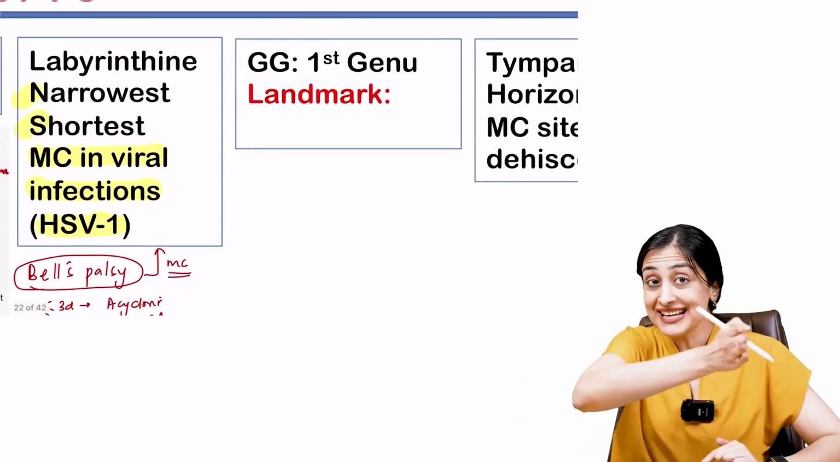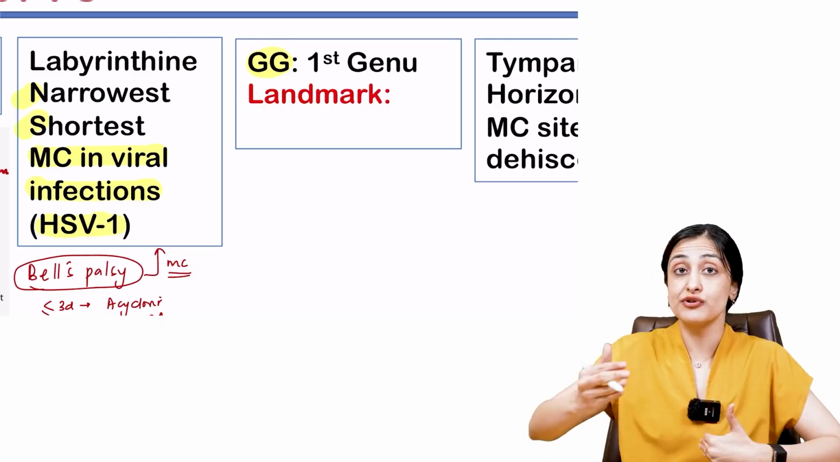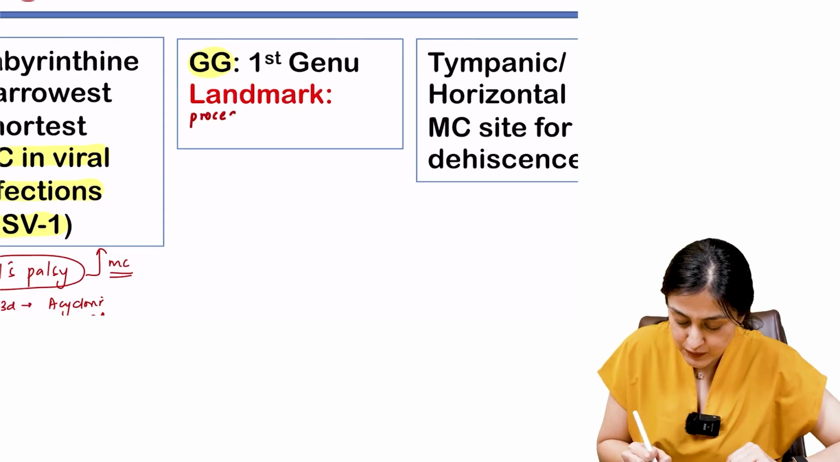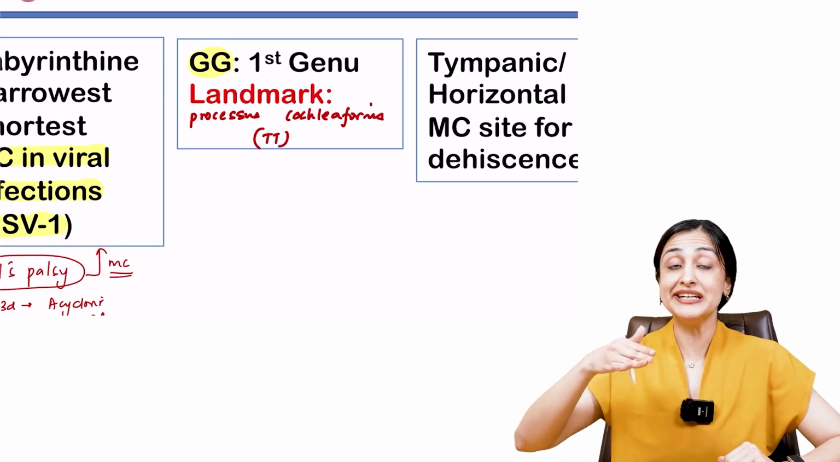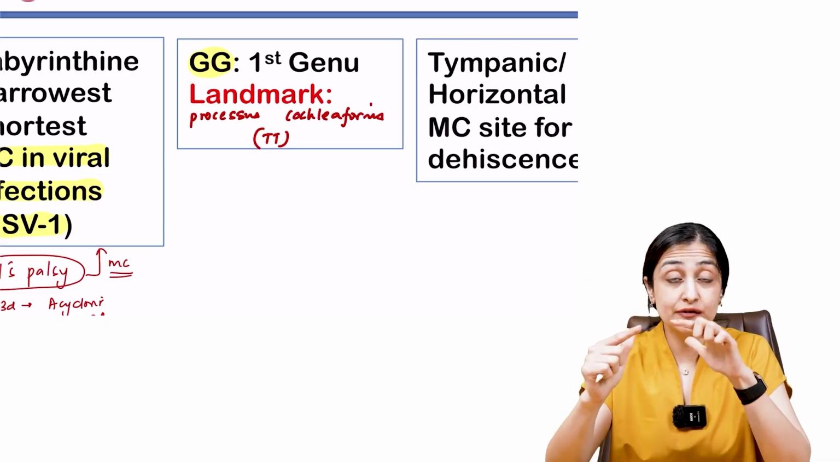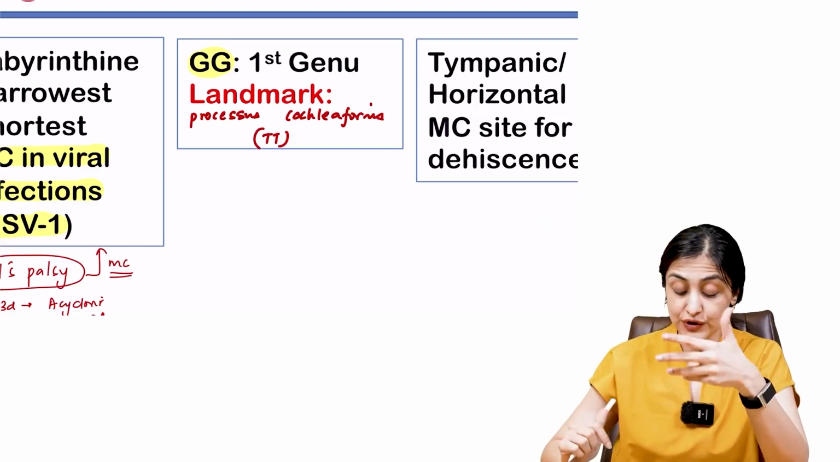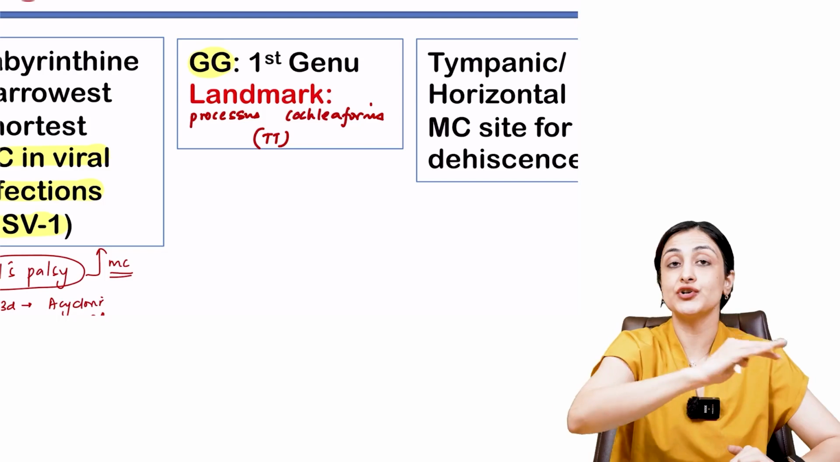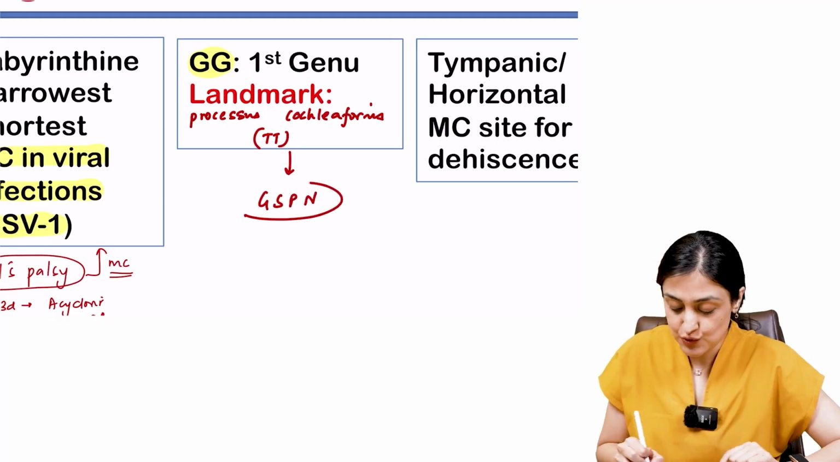Then it takes a turn. So this is the geniculate ganglion. The geniculate ganglion corresponds to the first genu, and the landmark of the first genu is said to be the processus cochleariformis. That is nothing but what corresponds to the tendon of tensor tympani. You remember in the medial wall of the middle ear, we had seen the processus cochleariformis. This is where the tensor tympani forms a hook, right? So that is what forms the landmark for the first turn where it enters from the inner ear to the middle ear, and this is where it gives off the GSPN, very important, greater superficial petrosal nerve.